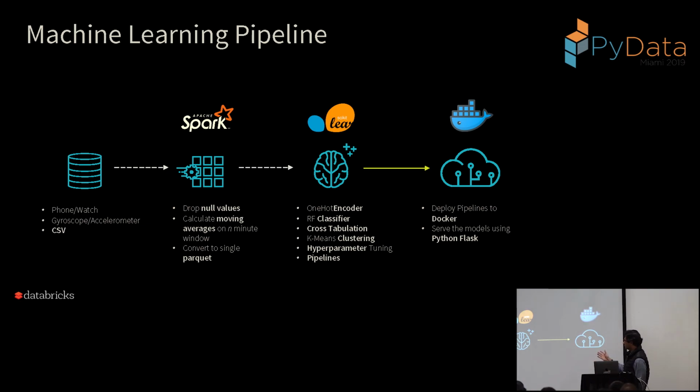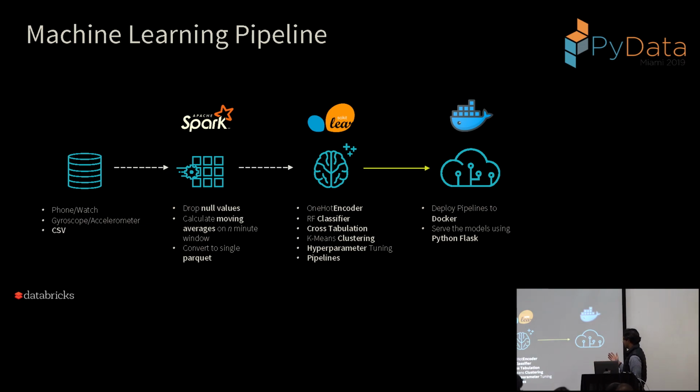I dropped the null values, I calculated the moving average on a 10-minute window, and I converted all these CSV files into a single Parquet file. So I ran these ETL transformations using Spark, and I was able to harness the big data processing capability of Spark to really pull the data into a much smaller data set, which could then be fed into a single node type process using scikit-learn.